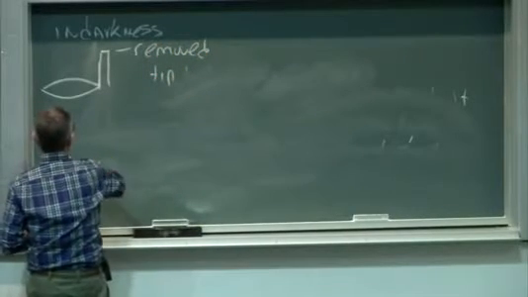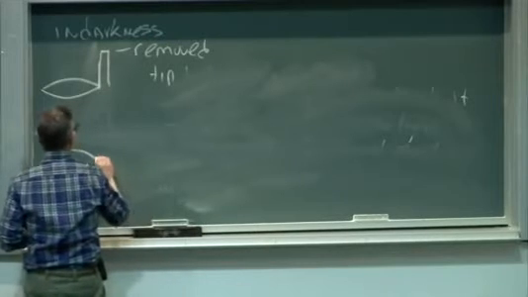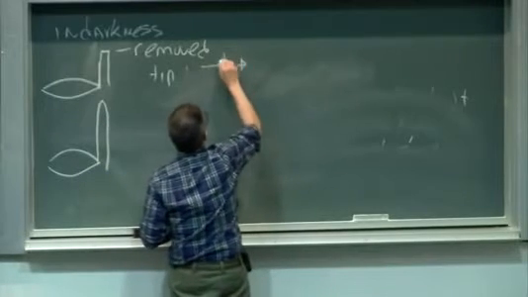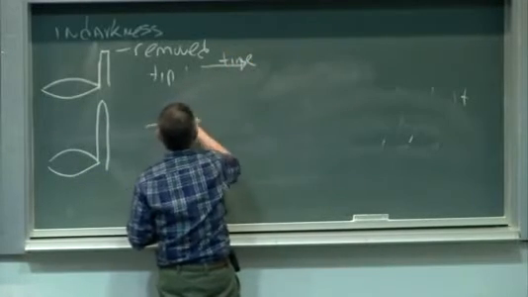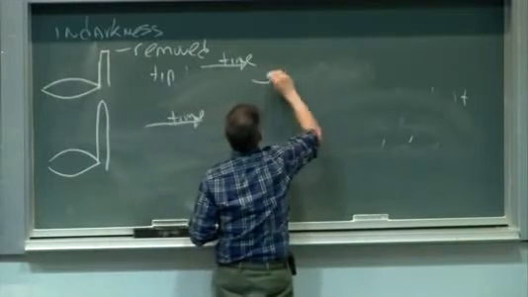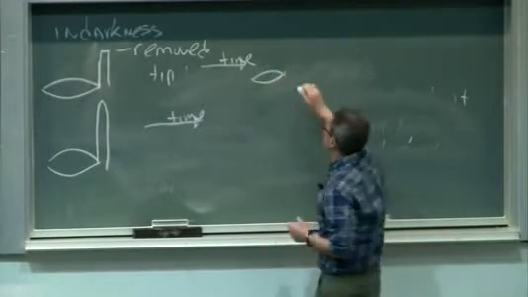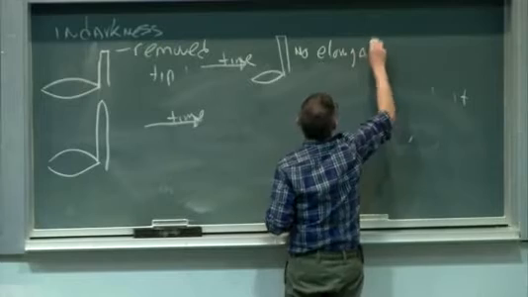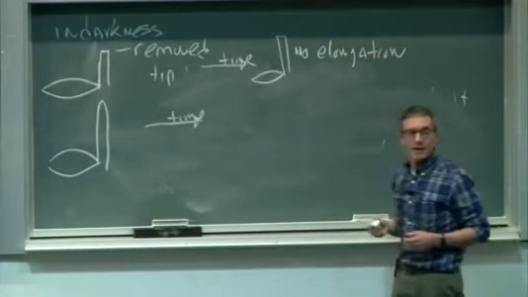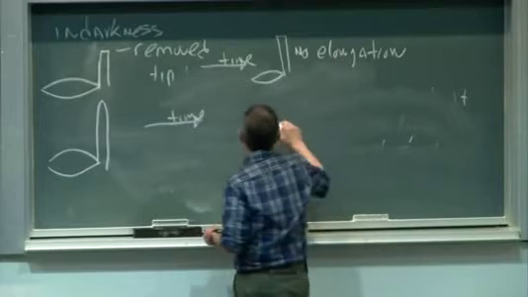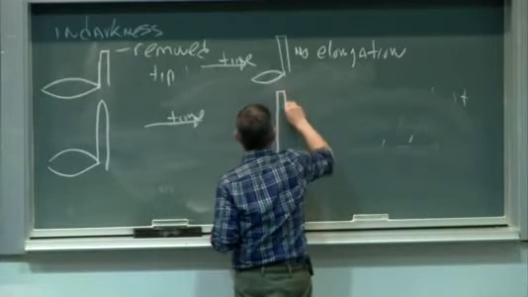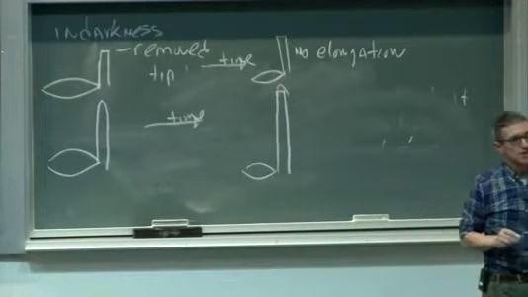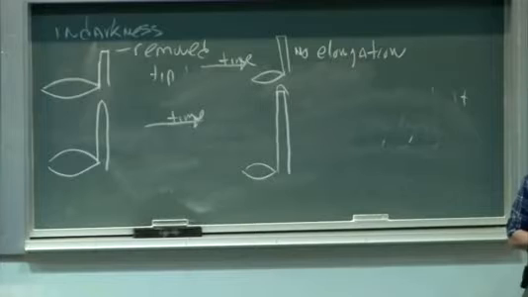And then they took another one, also in darkness, and they left it intact. And then they waited for some time. In this case, where the tip was removed, what they found is that there was essentially no elongation. And in the one that had the tip intact, there was a dramatic increase in elongation in the coleoptile. So again, suggesting that even in darkness, something important was coming from the tip.